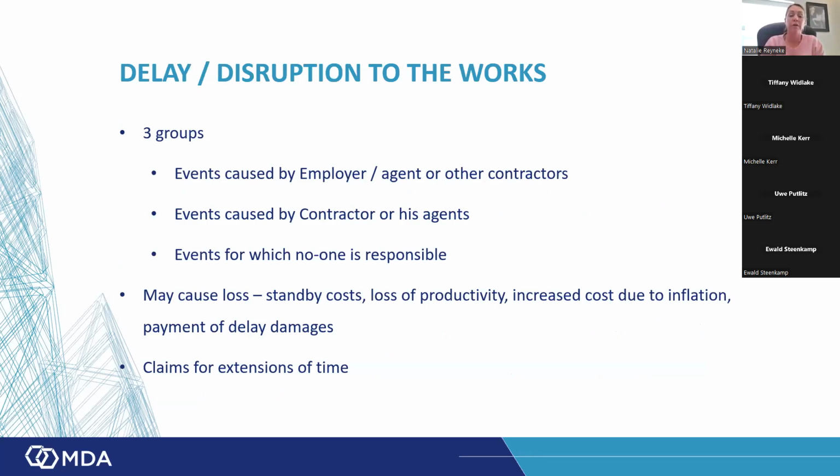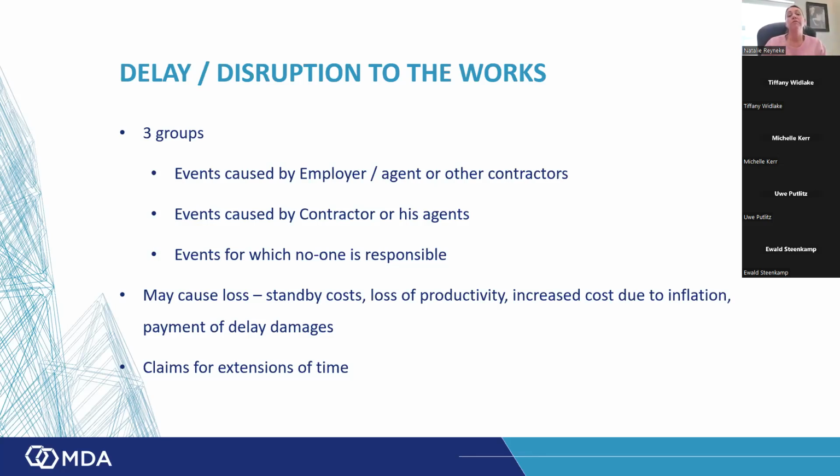So I just want to quickly run through delay and disruption to the works. And I think we are aware of this, but just to refresh our memories. There are 3 basic groups that I like to group it into when I explain it: the events caused by the employer or his other contractors or his engineer or whoever in his camp, and then you have the contractor that causes the delay, and then you have something else. So the force majeure, the unavailability of materials and goods, the rain, all of those things that can actually delay the works.